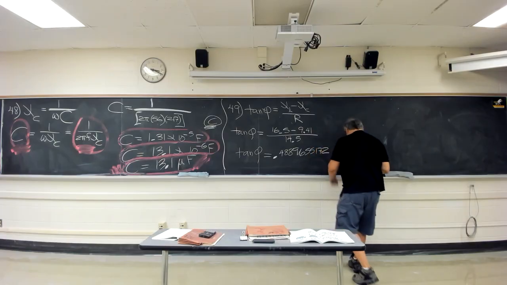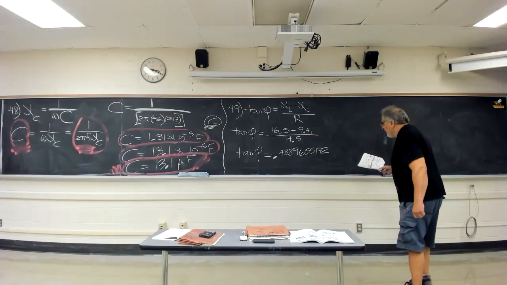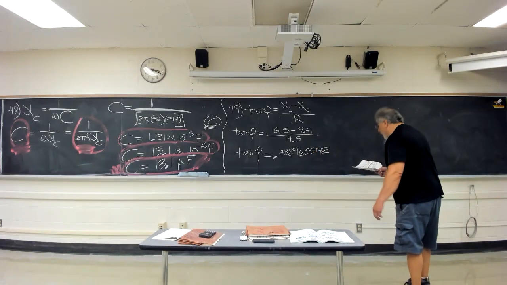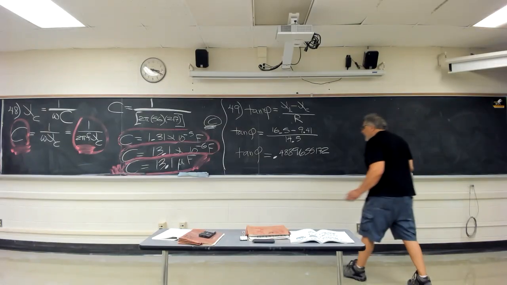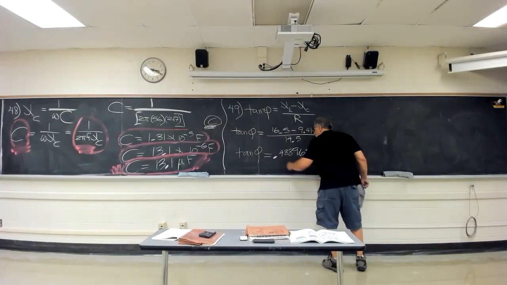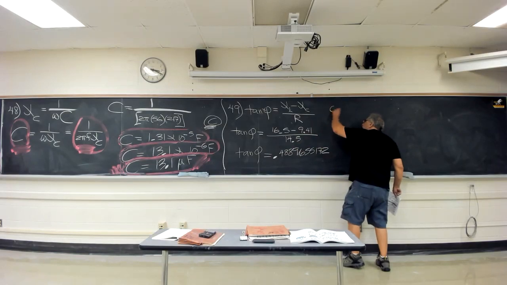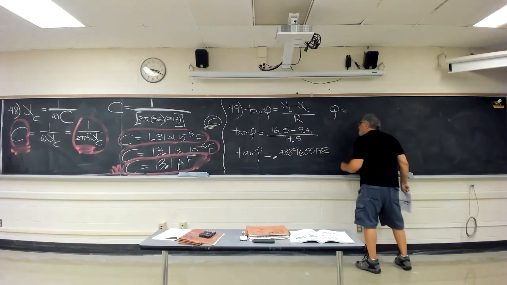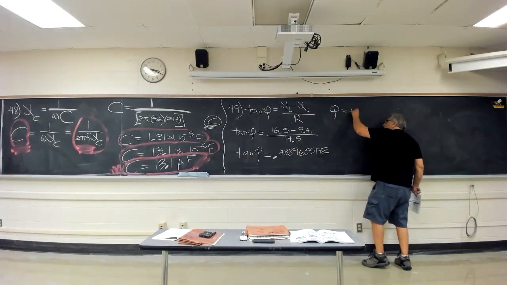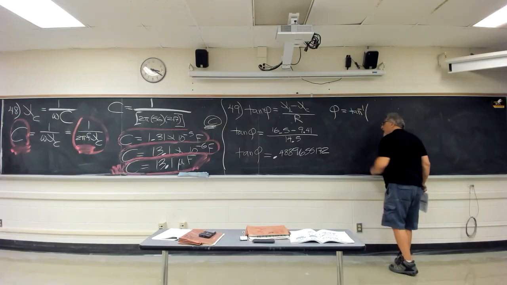That's 0.48896555172. I just don't think I took that to enough decimal places. What do you guys think? Don't have to, guys, really. The big thing is get the inverse tangent on each side. The inverse tangent of the tangent is phi. The inverse tangent of this is the inverse tangent of this mess.